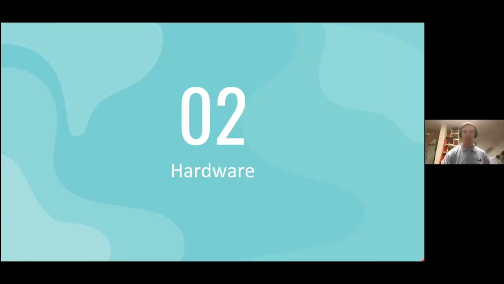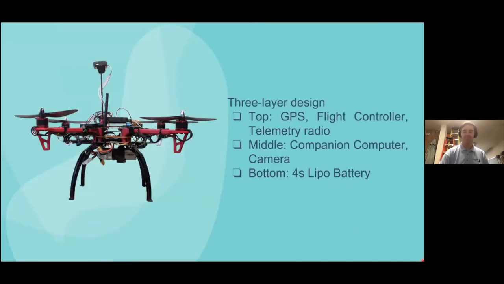Next, we're going to break down the hardware layout on the chassis. Shihan? Yes, so we will introduce our design layer by layer. On the top of the drone, we have GPS, flight controller, and telemetry radio. In the middle part, we have a companion computer and a mounted camera. At the bottom, we have a 4S LiPo battery.